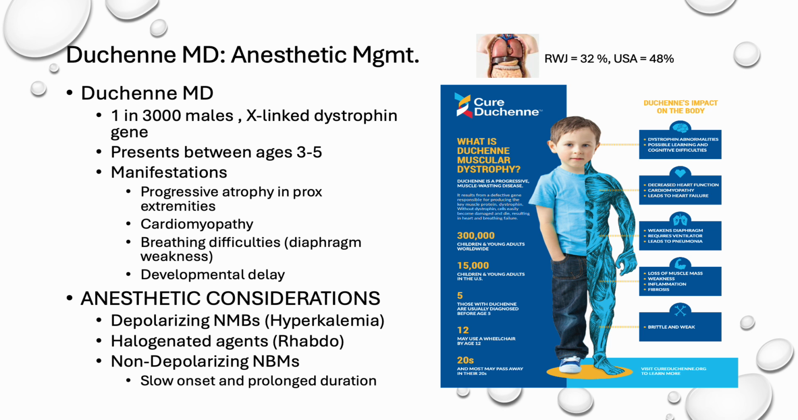Depolarizing neuromuscular blocking drugs such as succinylcholine are contraindicated as they can result in extreme hyperkalemia due to proliferation of immature extrajunctional acetylcholine receptors. Halogenated agents may cause muscle breakdown and lead to rhabdomyolysis. Non-depolarizing neuromuscular blockers may be used, but these should be used with caution as the onset of action is often slowed and the duration of action may be prolonged. If you examine this diagram over to the right, there are some other interesting facts about Duchenne muscular dystrophy that you can learn.